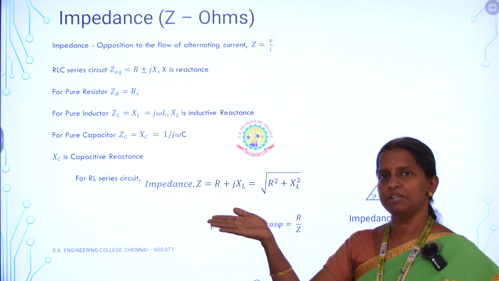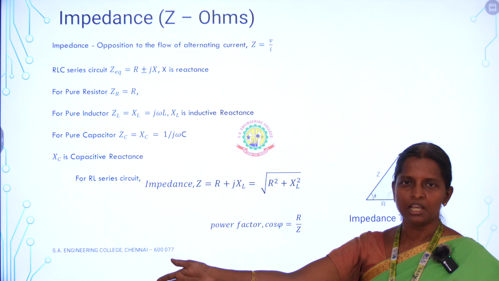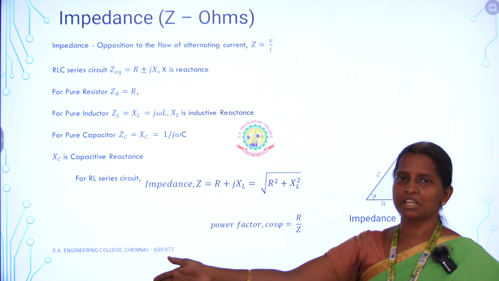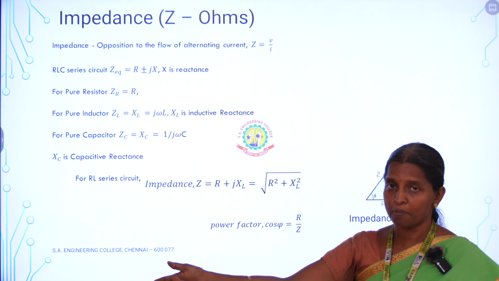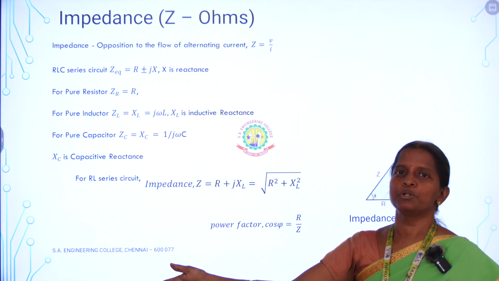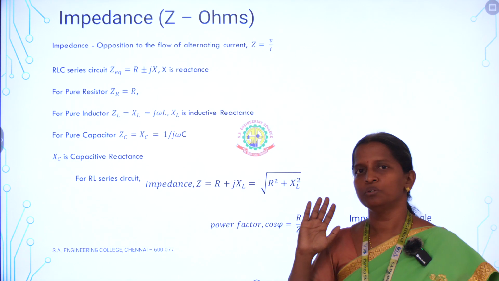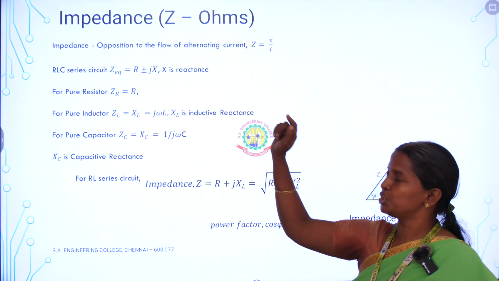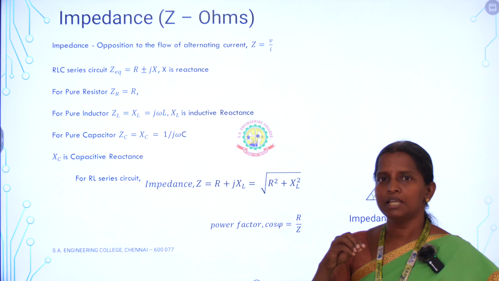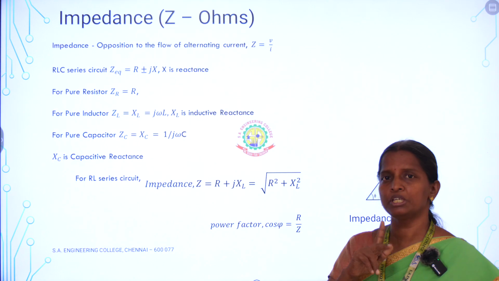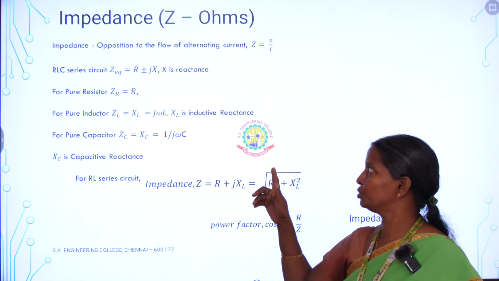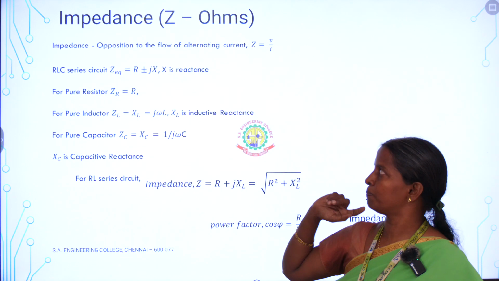For example, if your vector is along this direction, you can take it as the E vector. If you multiply it by the j operator, E into j will be rotated by an angle of 90 degrees in the counterclockwise direction. So that is why we put the j operator here, because they are not in phase, they are out of phase. So we have to give the phase angle between these two.